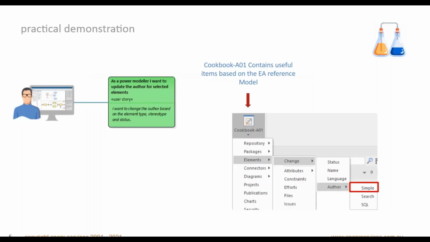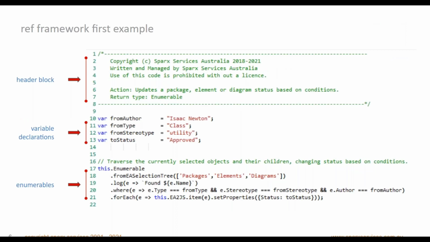Let's go back to our presentation. So here's a very simple look at that code. We've got a header block, we've got some variable declarations, and we've got this enumerable section. And like I said, don't worry about that. We will cover that in detail in a minute.